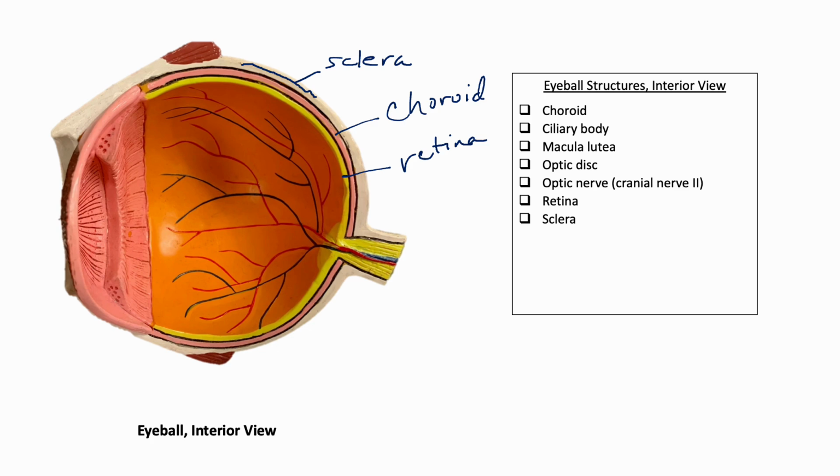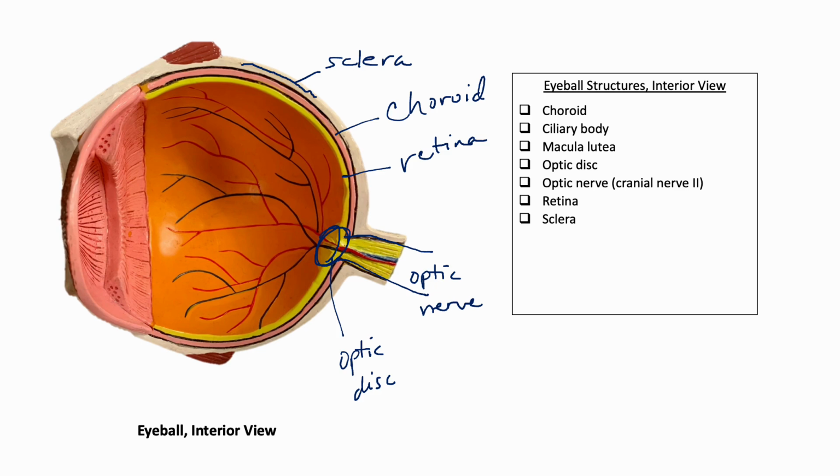Now, you can see that toward the back of the eye, this is the optic nerve, that's exiting to the brain. So that's cranial nerve 2. And right here in this area would be the optic disc. And that's because in that region, we don't have rods and cones, because that's where the nerves from the retina are all coming together to exit as the cranial nerve 2 and go to the brain.